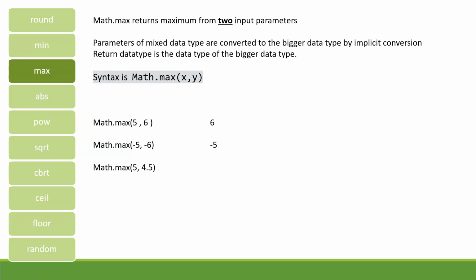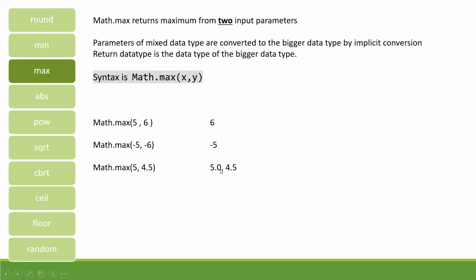Now we have a look at an example where one number is an integer and one is a double. Here 5 is an integer and 4.5 is a double. In this case, before we do the comparison, Math.max says I cannot compare an integer with a double, or an apple with an orange. So it will convert both to the same data type. What is the bigger data type? Double is a bigger data type than int, so it will become 5.0.